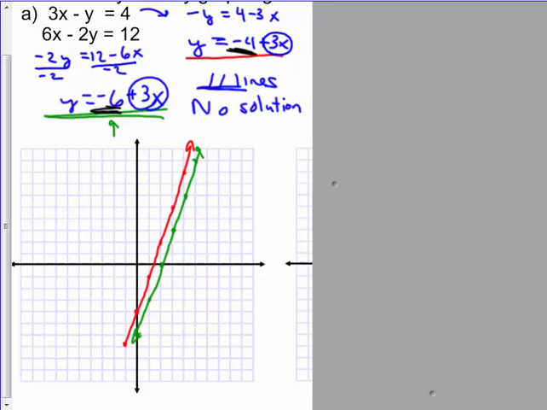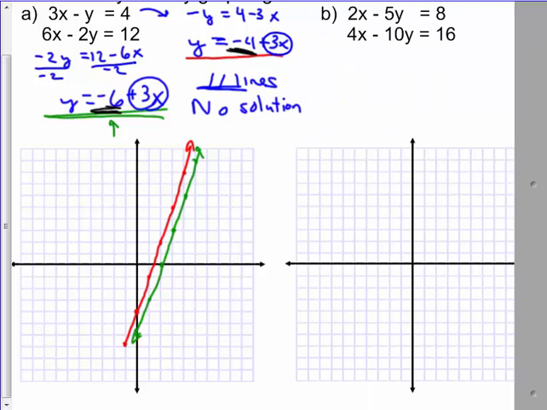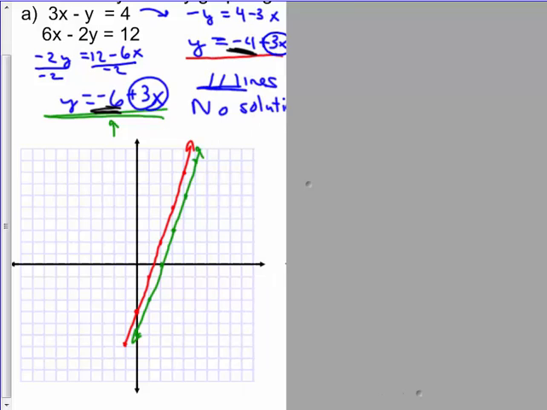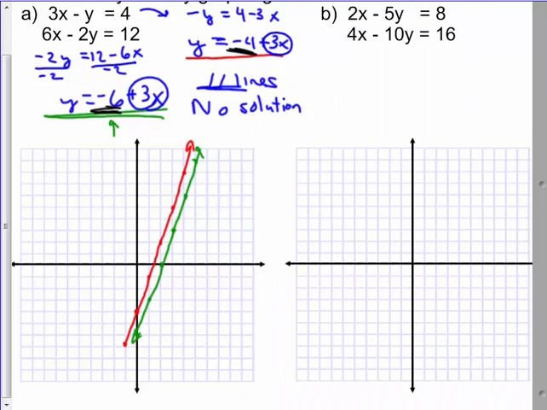So in part B here, we're going to do the same thing. We're going to graph each of the lines. We're going to get y alone. So in B, we're going to work to get y alone and graph each of the equations.